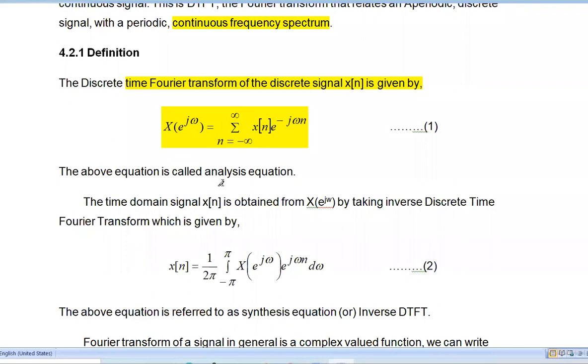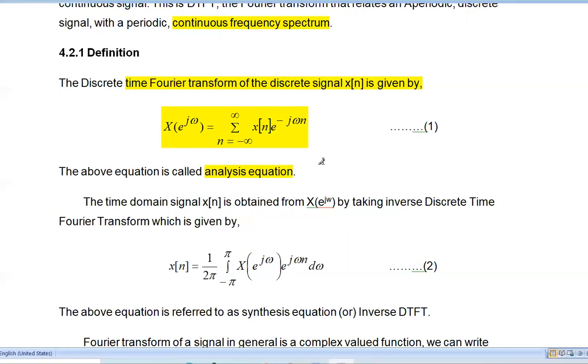And this equation, in order to convert the time domain into frequency domain, the discrete signal x of n is converted into frequency domain x of e power j omega. This formula, the conversion of time domain into frequency domain, we are calling it the analysis equation. In the 2-mark question they will ask, write down the analysis and the synthesis equation of discrete time Fourier transform.